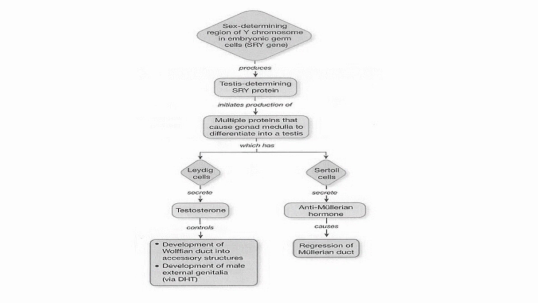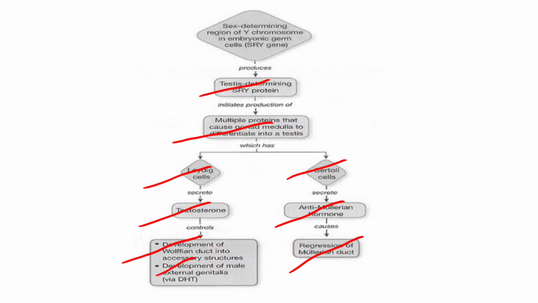So, the sex determining region of the Y chromosome, the SRY gene, produces testis determining factor, which causes multiple proteins that cause gonad medulla to differentiate into testis. Thus developed testis produce Leydig cells, which produce testosterone, which leads to development of the Wolffian duct system into accessory organs and development of the male external genitalia via dihydrotestosterone. And Sertoli cells also produce anti-Mullerian hormone, which causes regression of the Mullerian duct.